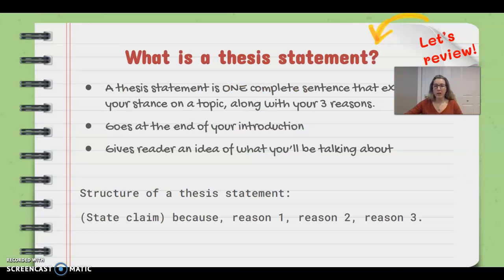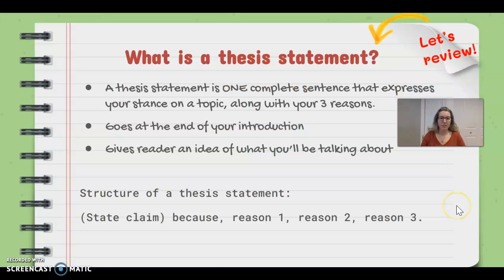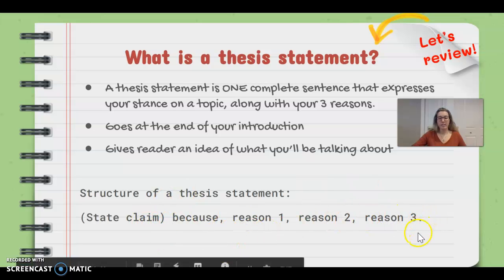So let's review what a thesis statement is. You've had some practice in your literary essay writing thesis statements, so now we're going to review. A thesis statement is one complete sentence that expresses your stance on a topic along with your 3 reasons. So you're going to be making your claim and then including your 3 reasons in that one sentence. It should all be concise and one complete sentence.